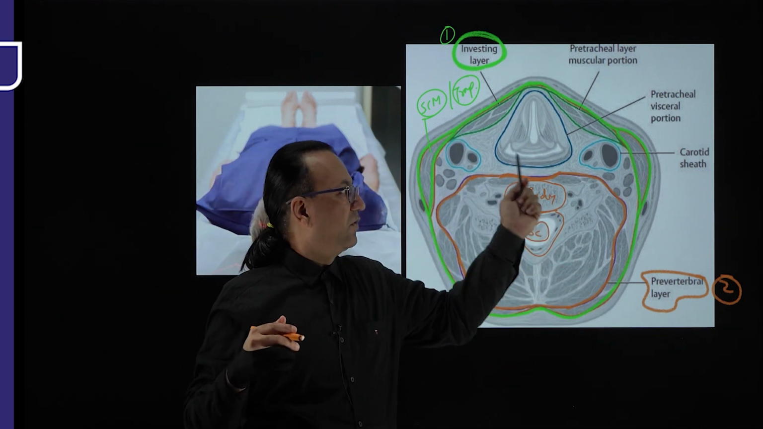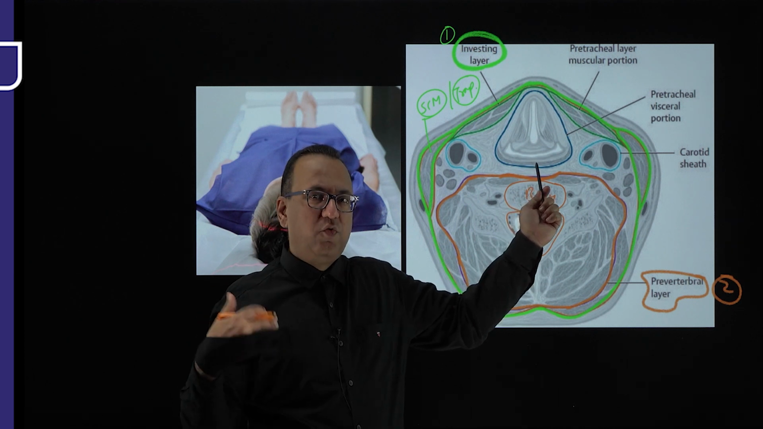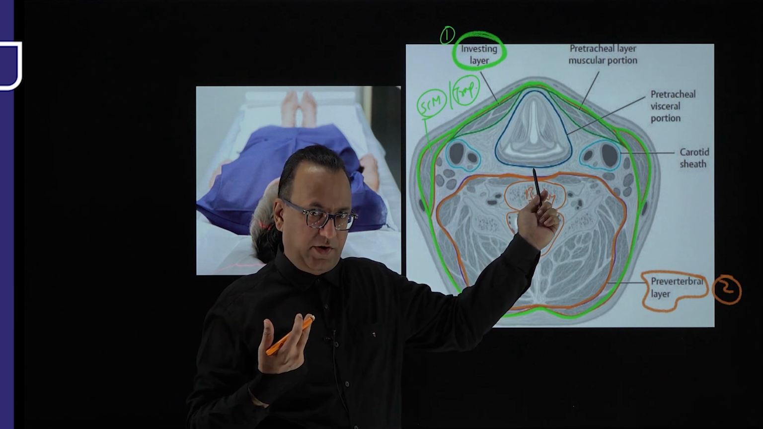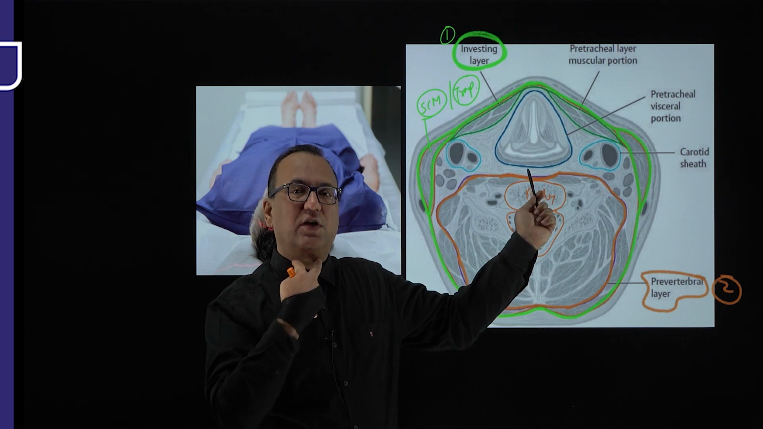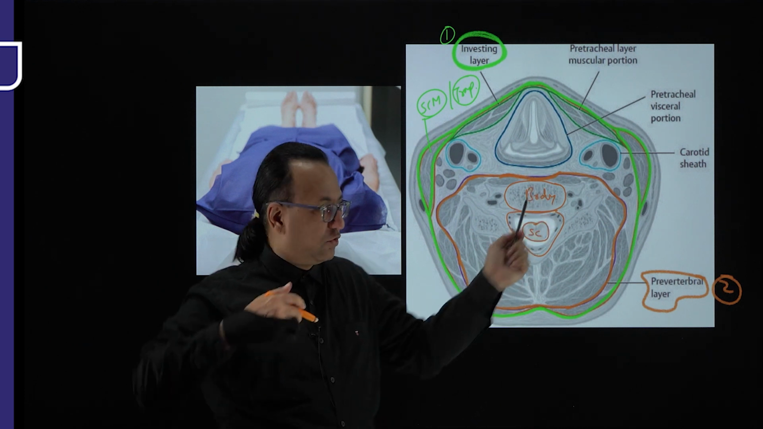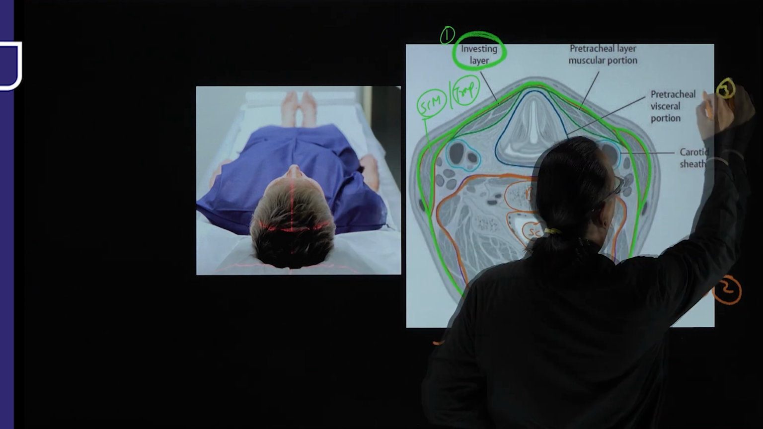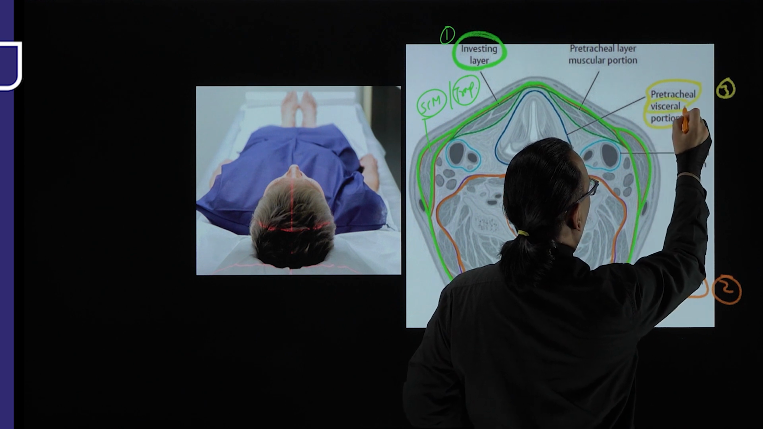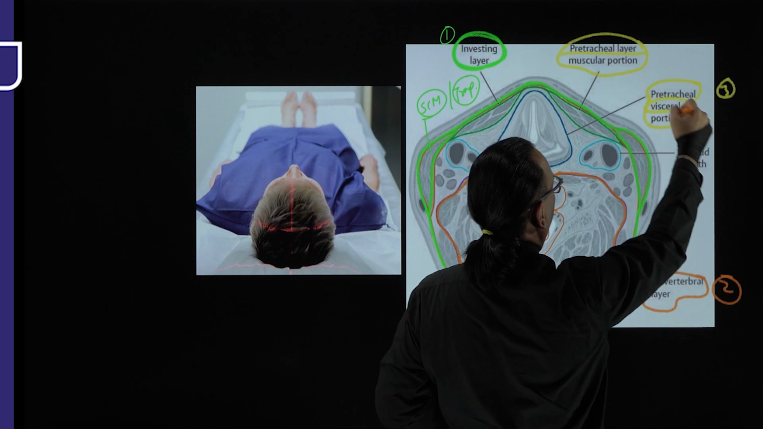Then we have number three, that is the pretracheal fascia, which itself keeps dividing into various components. If it is around the viscera, you say visceral layer of pretracheal fascia. If it is around the muscles like the strap muscles, muscular layer of pretracheal fascia. So two of them are shown here now, and this is the third one, the pretracheal layer of deep cervical fascia. The visceral portion is shown here and the muscular portion is shown there. Let us first focus upon the visceral portion.